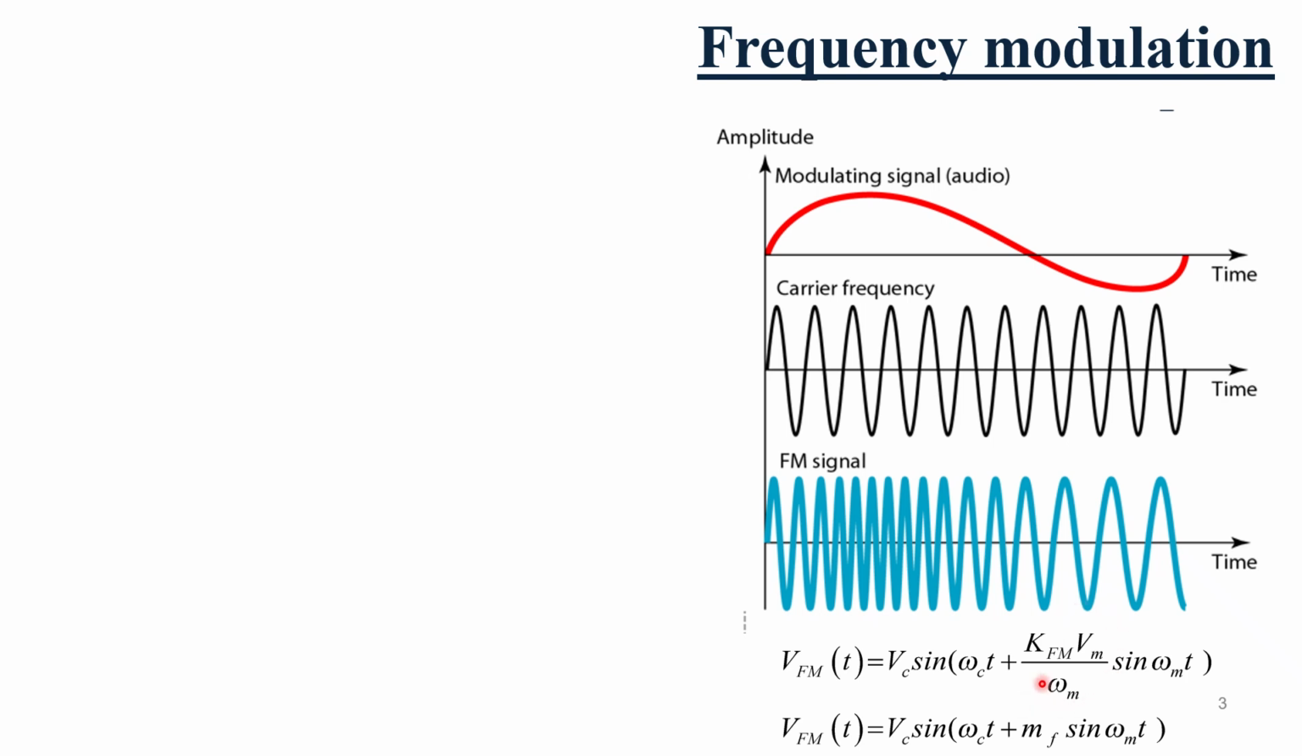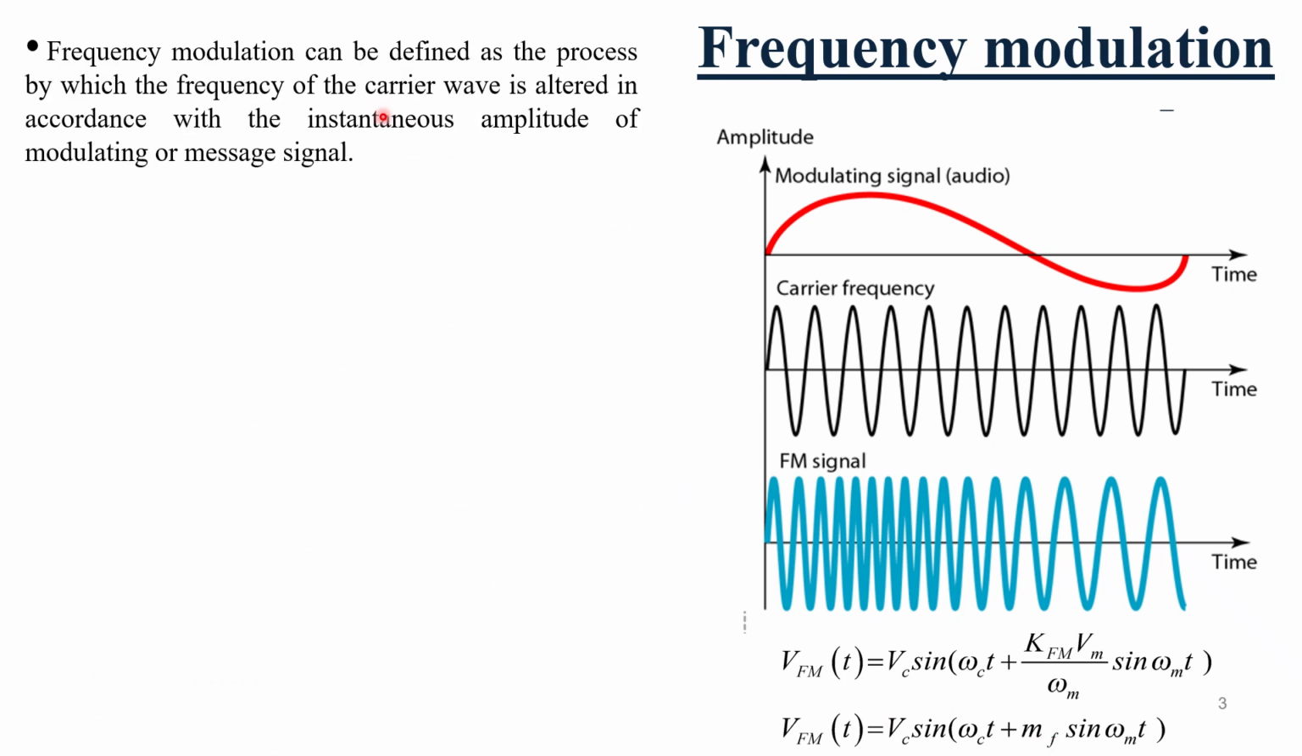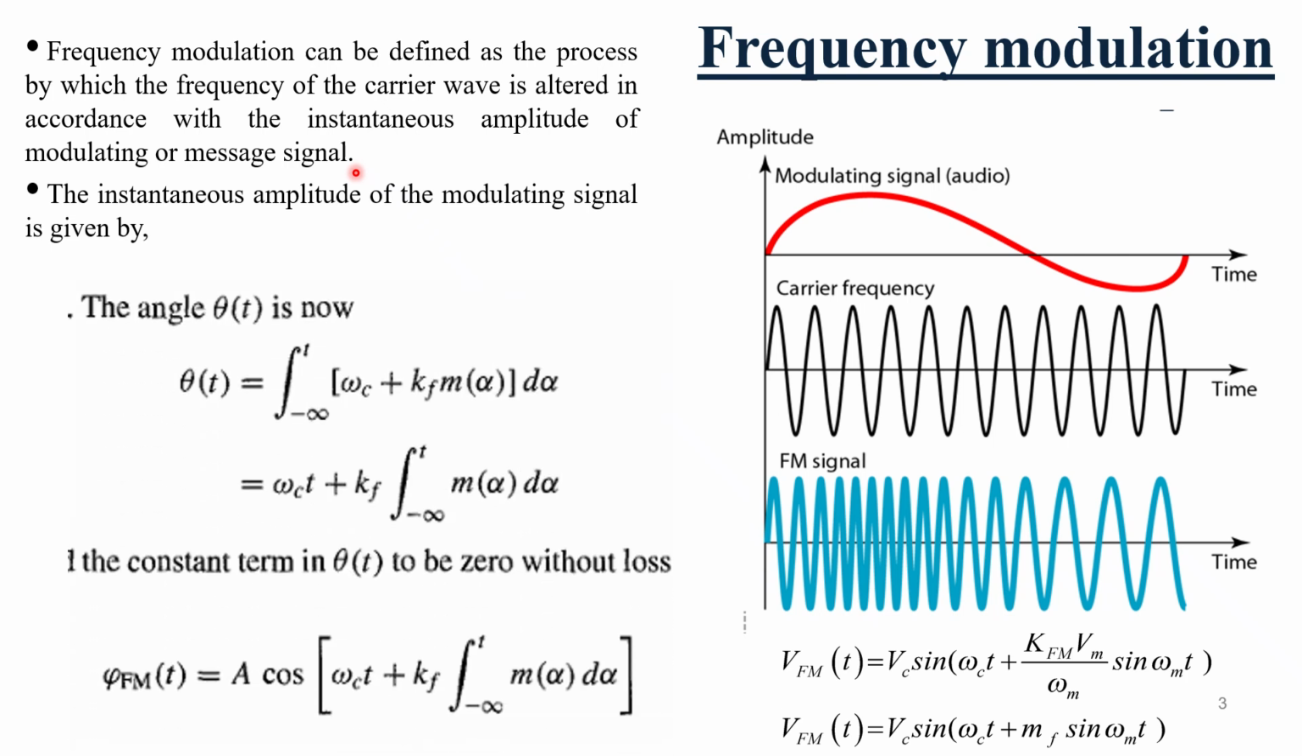Why is this term here, you may think. This is basically the integration over Vm cos of omega t, so this part will be the integration. Finally, this will be your final frequency modulated wave. Frequency modulation can be defined as the process by which the frequency of the carrier wave is altered in accordance with the instantaneous amplitude of the message signal. So how can we write the instantaneous amplitude? That is the challenge.